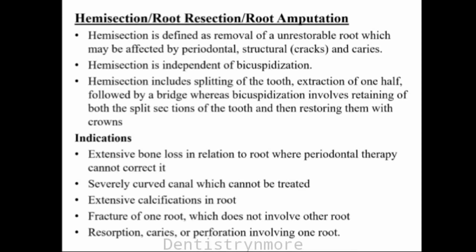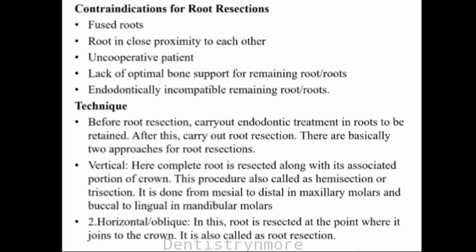Indications are severely curved canals or extensive calcification, fracture of the root, resorption, caries or perforation involving one root. The contraindications include fused root, uncooperative patients, and endodontically incompatible remaining roots. And the technique: before the root resection, carry out endodontic treatment in the root to be retained. After this, carry out root resection. There are basically two approaches, that is vertical and horizontal.